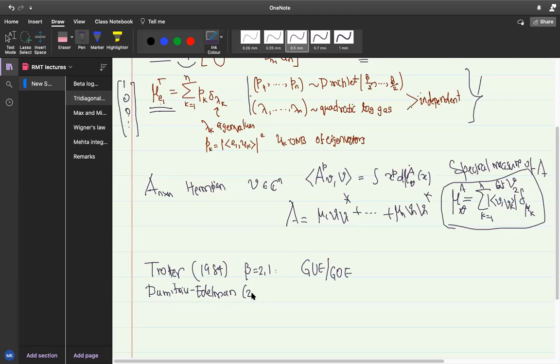I think it is approximately 2000. They were the ones who did it for general beta, the idea that you can put a general beta. Then they did it for this Hermite and Laguerre case, and later it was done for Jacobi by Edelman and Sutton, and Killip and Nenciu, and so on. Okay, that's the answer.